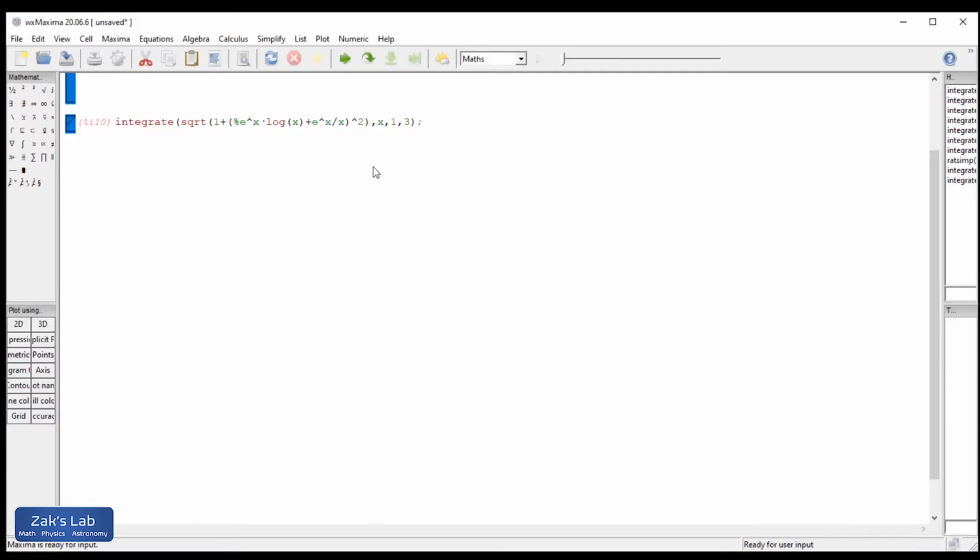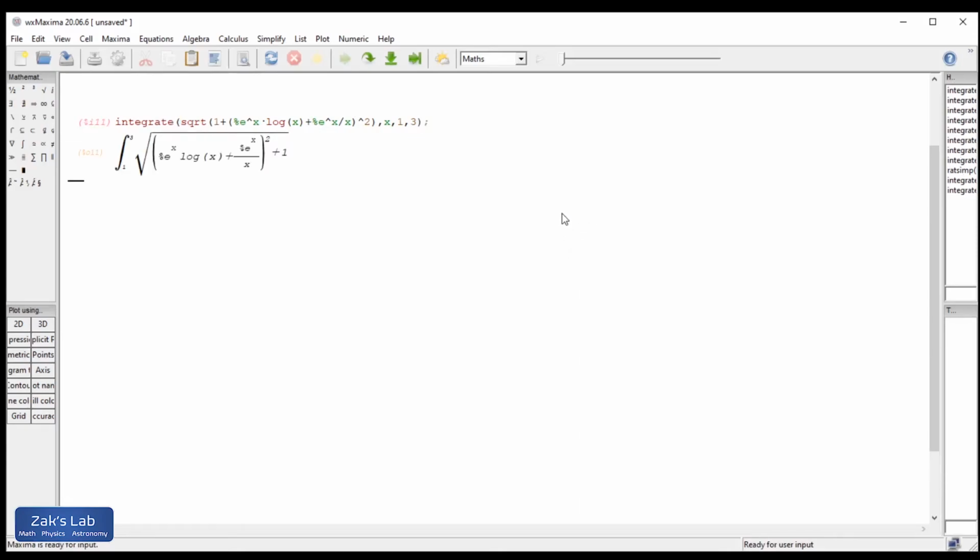Okay, here we are in Maxima, and I've typed in integrate the square root of 1 plus the quantity e to the x. So here's a reminder, that's percent e in Maxima, times the natural log of x, which is just log in Maxima. That doesn't mean log base 10. Plus, oh, I forgot a percent right there. So percent e to the x over x, all squared. Okay. As x goes from 1 to 3. And I'm going to hit shift enter.